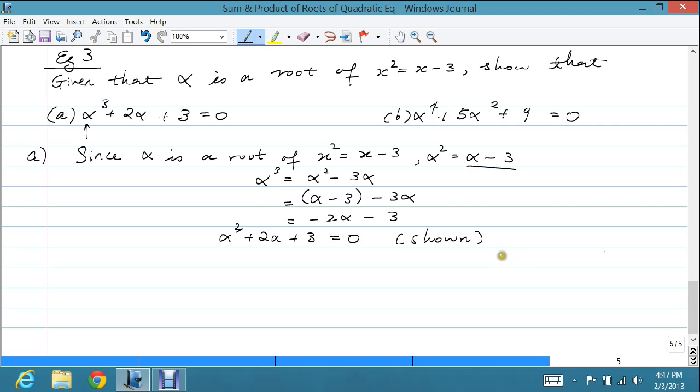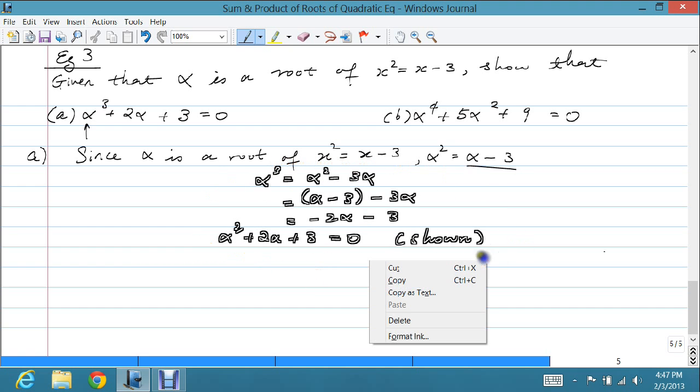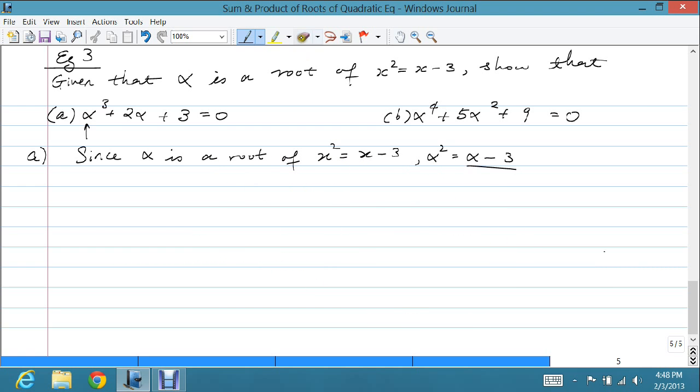The process is the same in the next example. Let's try to do B. In B, I have alpha to the power of 4. In this equation, alpha squared equals alpha minus 3. I multiply both sides by alpha squared, so alpha to the power of 4 equals alpha cubed minus 3 alpha squared.